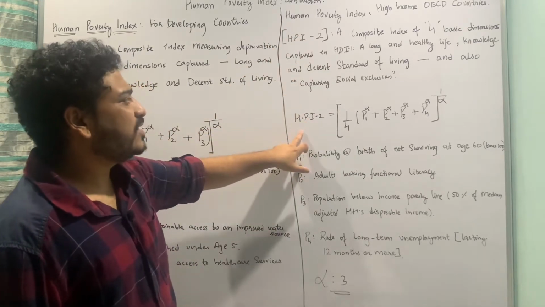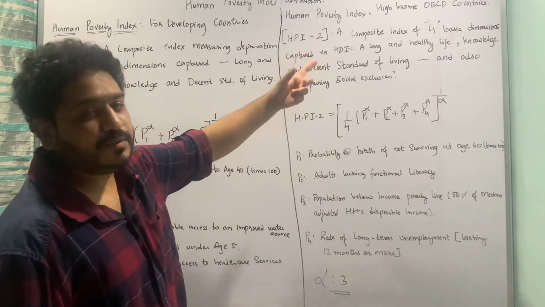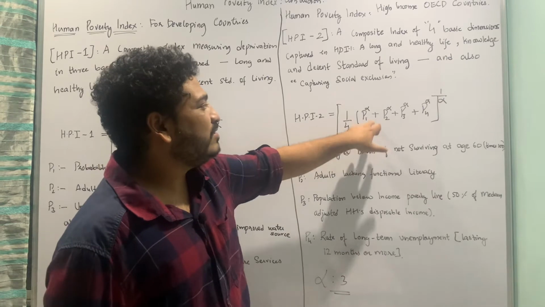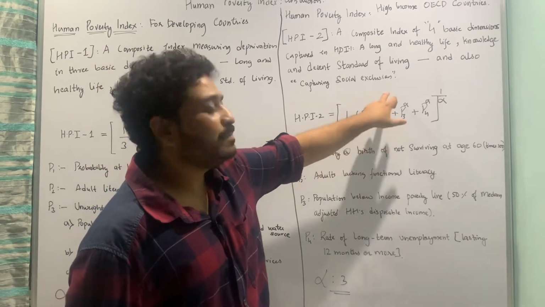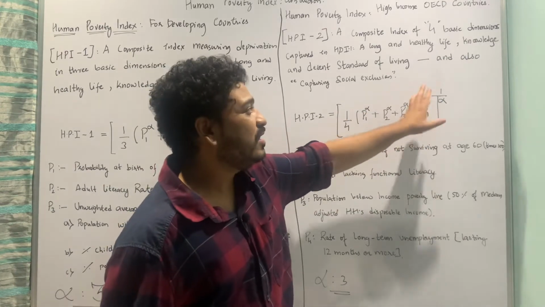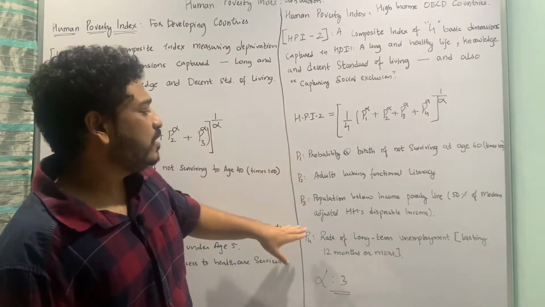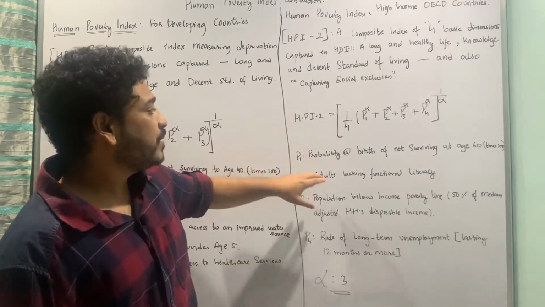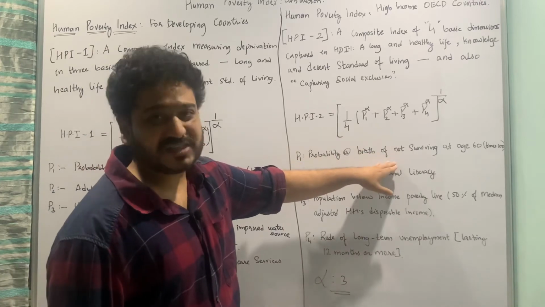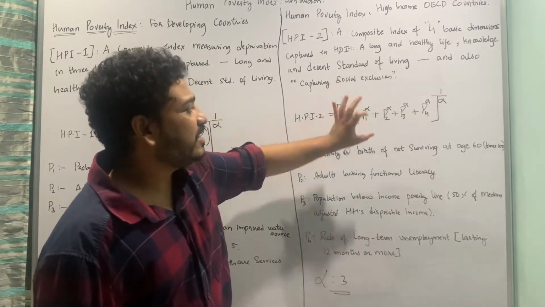Let us now look at the formula for HPI 2, the human poverty index 2, for the high income OECD countries. It is 1/4 (P1 raised to alpha plus P2 raised to alpha plus P3 raised to alpha plus P4 raised to alpha), whole thing raised to 1 over alpha. Now we will see what P1, P2, P3 and P4 denote. P1 denotes the probability at birth of not surviving to age 60, multiplied by 100. So this is captured in this indicator P1.